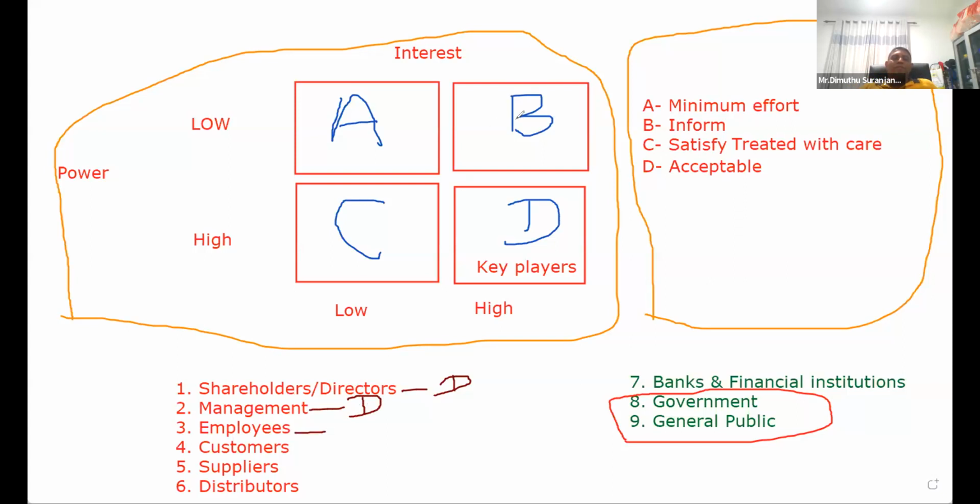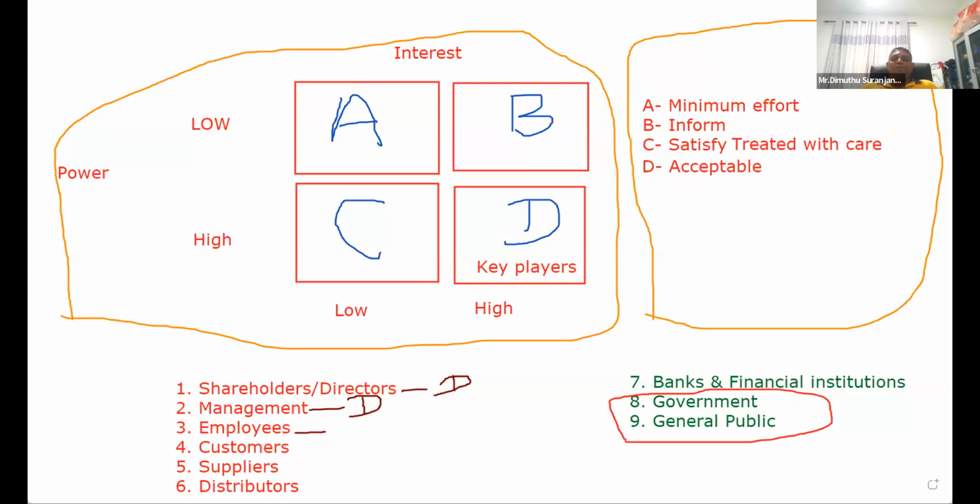The employees, think about the employees, right? Normally employees' interest is high, no? That's true, employee interest is high. But when it comes to the individual level, that means when you look at their power at the individual level, power is normally low, no?